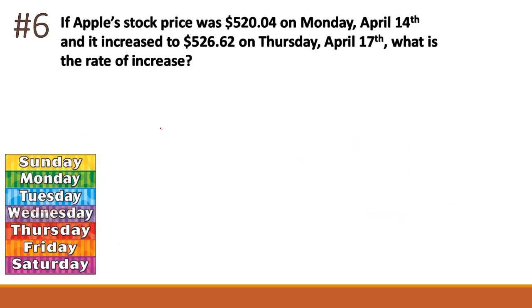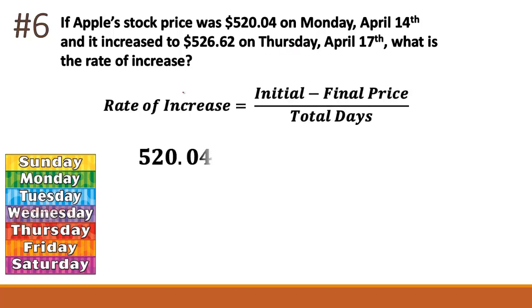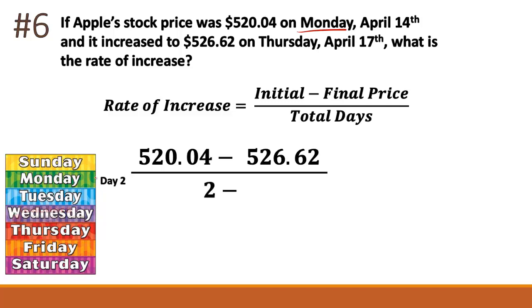Okay, another example. If Apple's stock was priced at $520.04 on Monday, and it increased to $526.62 on Thursday, what is the rate of increase? So initial price, $520.04 minus $526.62. Okay, so when it was $520.04, it was Monday. Monday is day 2. So we match that up, and 526 was Thursday, which was day 5. So notice how the amounts and the day number matches up.